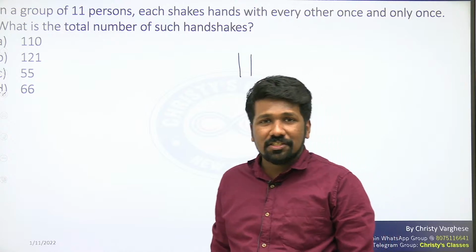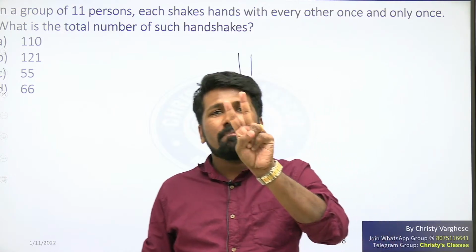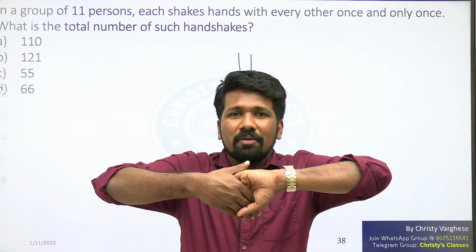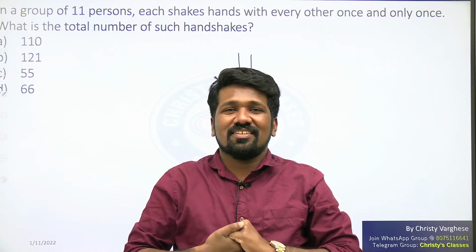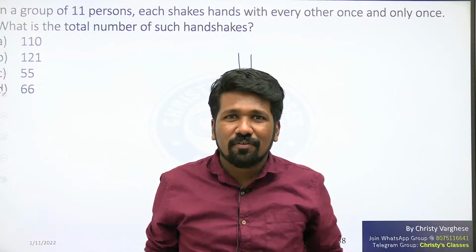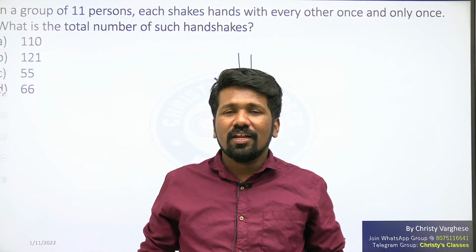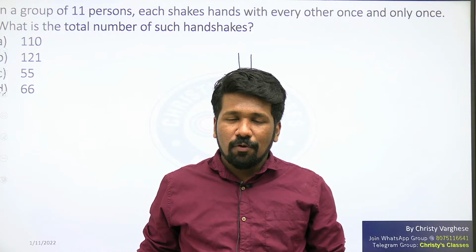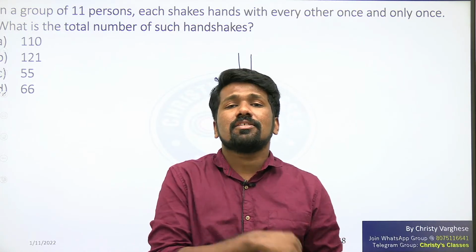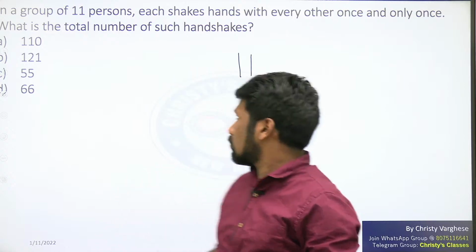Here also for handshake, you need 2 people at a time, na? Because 2 people will handshake. 1 person cannot handshake like this. 3 people will not come together for a single handshake. So definitely 2 people at a time we need to take. If you need to select R things from N things, you can use combination.